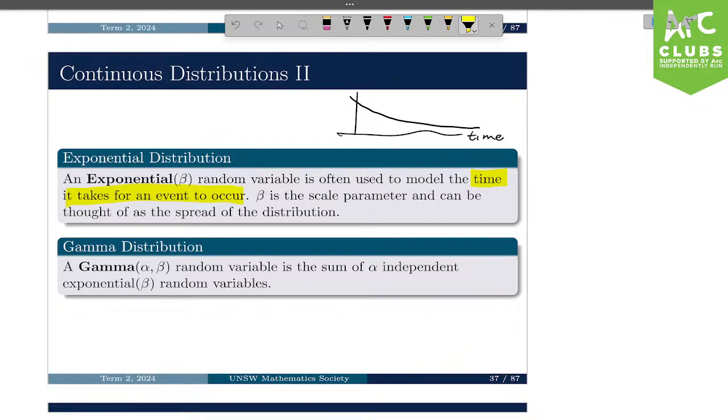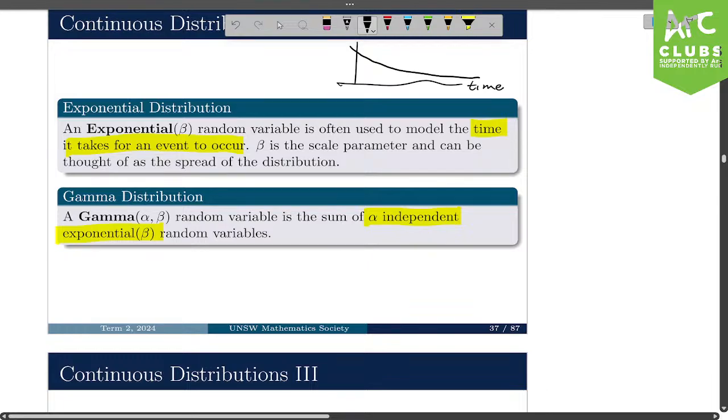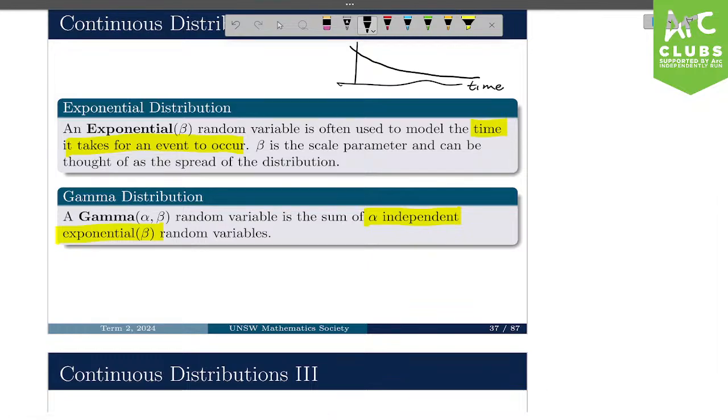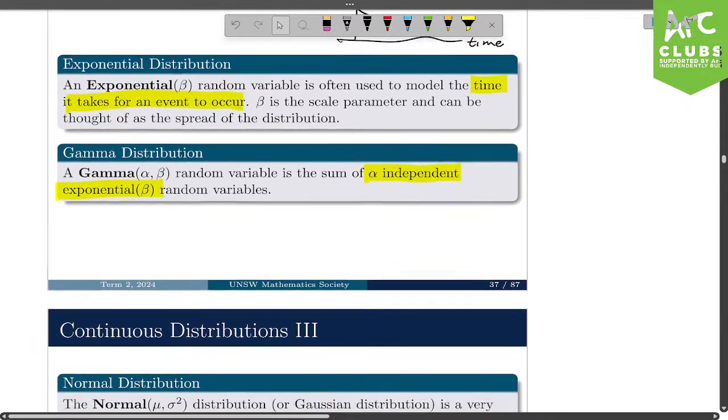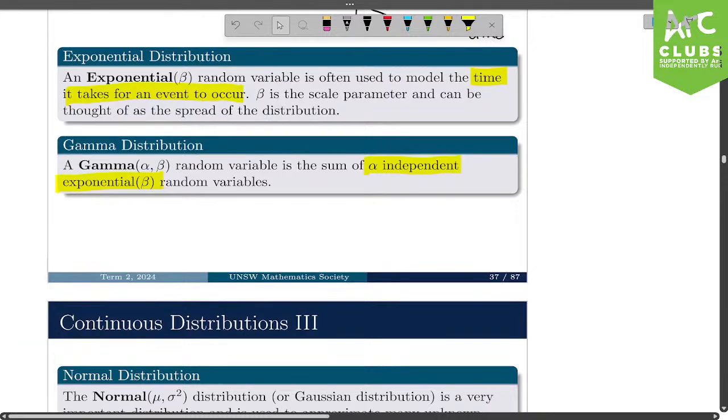A gamma random variable is the sum of alpha independent exponential random variables. You can imagine a situation where you have to wait for many different events to occur before you see the outcome of an experiment, and maybe each of those events can be modeled by an exponential random variable. In that case, you're going to have a gamma distribution. So you would also be looking at time until some success occurs with this distribution.